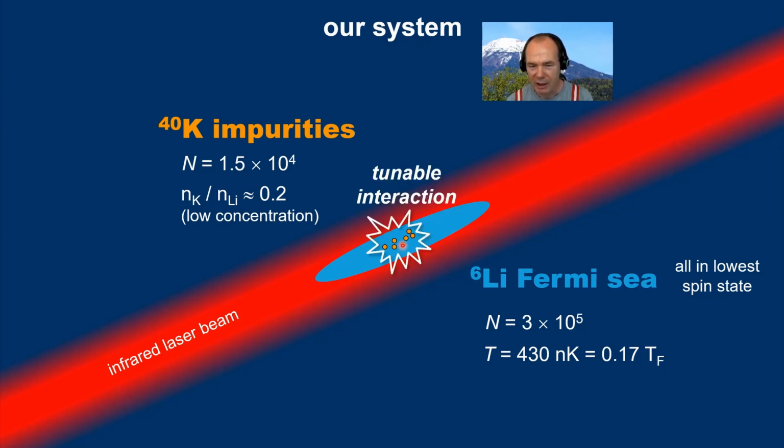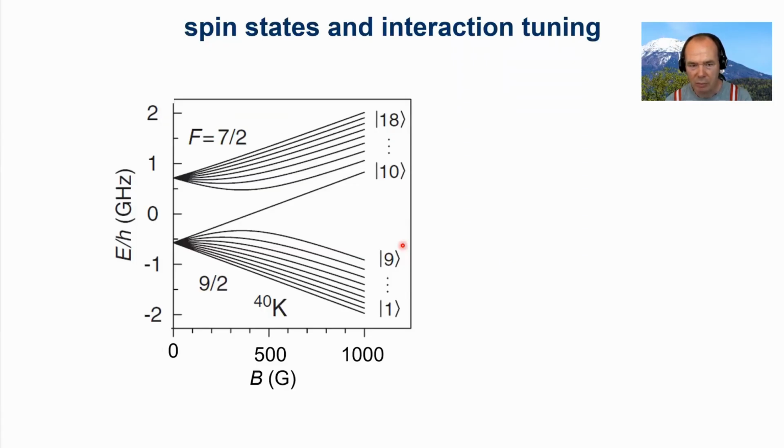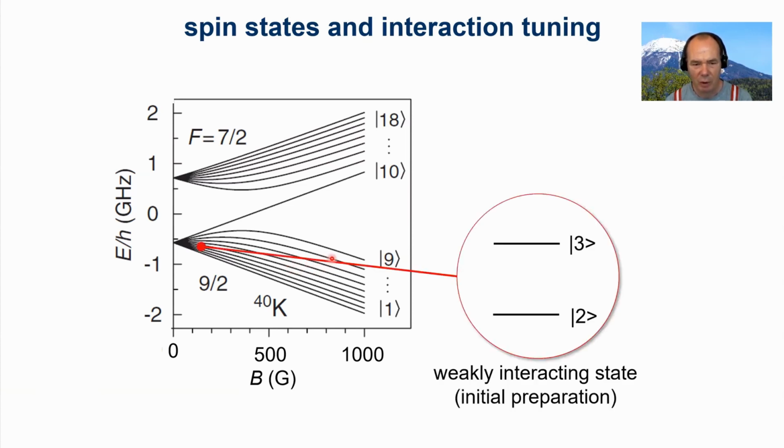And our ingredient is again that the interaction between the different species, between lithium and potassium, is tunable via a Feshbach resonance. We know these Feshbach resonances very, very well. Okay, so this is the Zeeman diagram of potassium-40. Because of the large nuclear spin, it has very many different sublevels in the ground state. But that's not so important. We work with two of them, which we just label by 2, second lowest spin state, and 3, third lowest spin state. I don't give all the other quantum numbers. Doesn't matter.